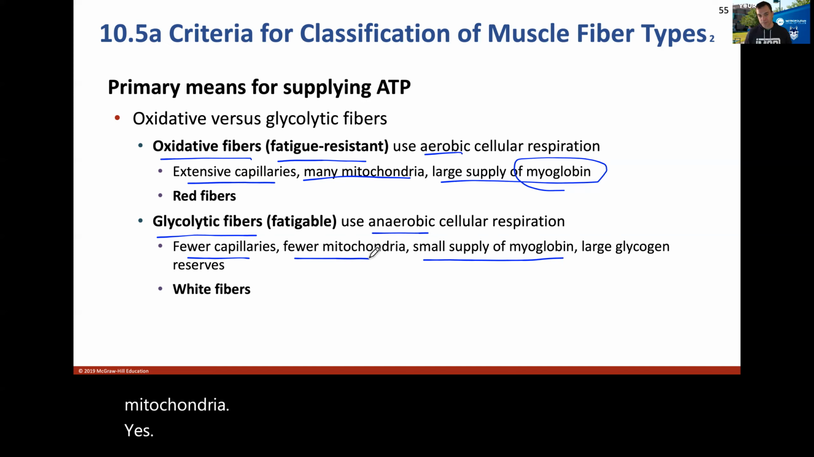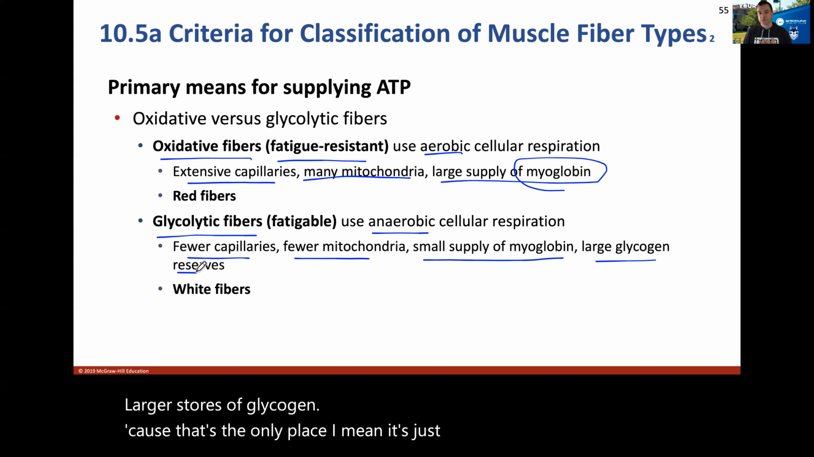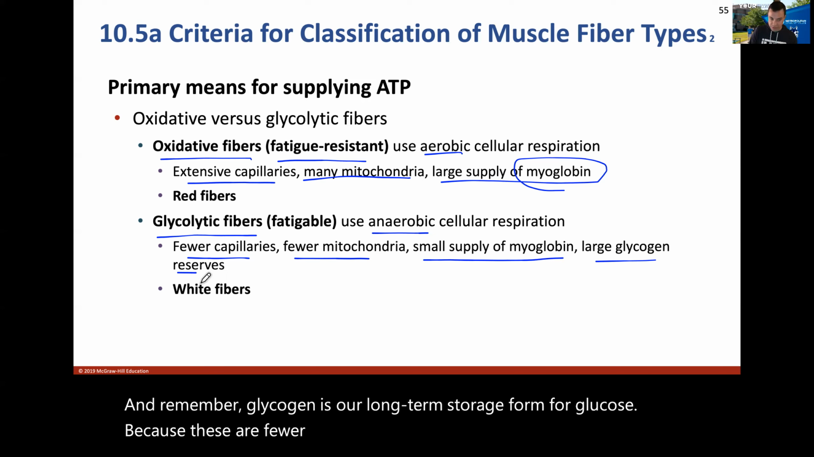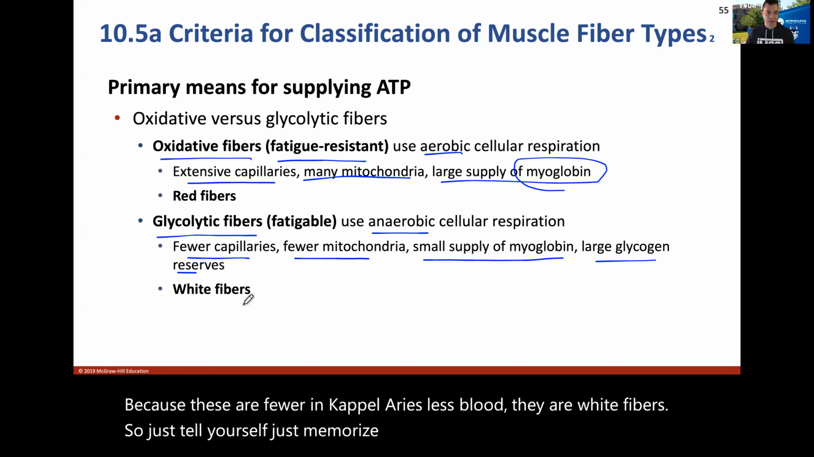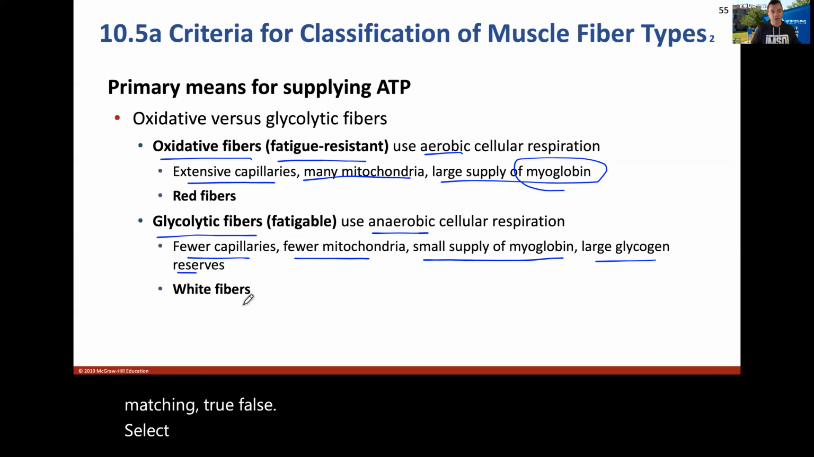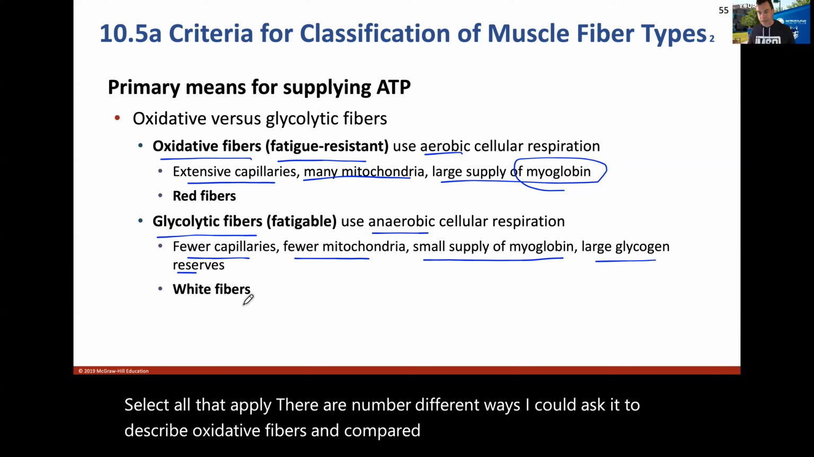These are anaerobic. So what are these going to rely on? Larger stores of glycogen. Because that's the only place, I mean, it's just using glycolysis. And remember, glycogen is our long-term storage form for glucose. Because these are fewer in capillaries, less blood, they are white fibers. So just memorize one and tell yourself the other one's the exact opposite. But it would make a good question, multiple choice, matching, true, false, select all that apply. There are a number of different ways I could ask you to describe oxidative fibers and compare it to glycolytic, or the opposite.